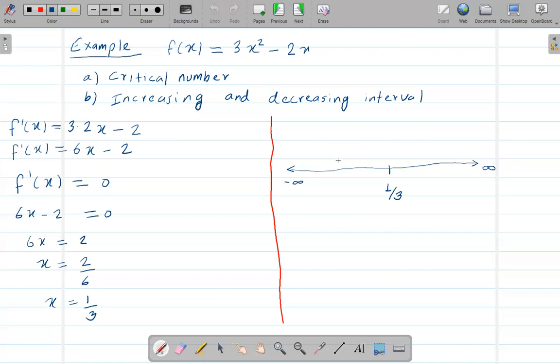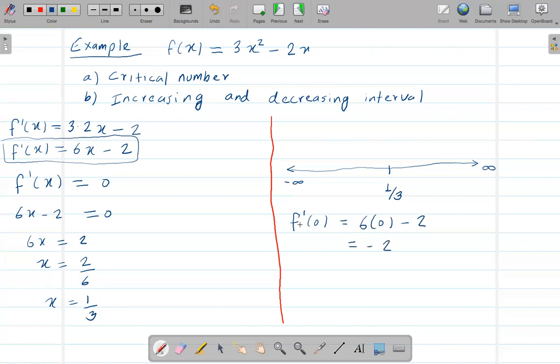So let's pick any point. I can pick anything less than 1 over 3, which means I can pick 0, because 0 is less than 1 over 3. Then plug that into this and see what we get. Here, if I plug that in, I get 6 times 0 minus 2, which is negative 2.